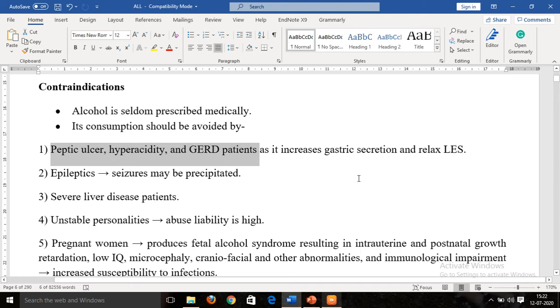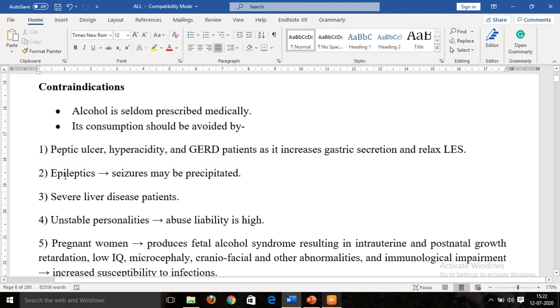So increased gastric secretion can be very dangerous in a person who is suffering from peptic ulcer or hyperacidity. In a GERD person, if the LES is relaxed, there is a problem of regurgitation or reflux of gastric content into the esophagus. So alcohol will add to that by relaxing the lower esophageal sphincter.